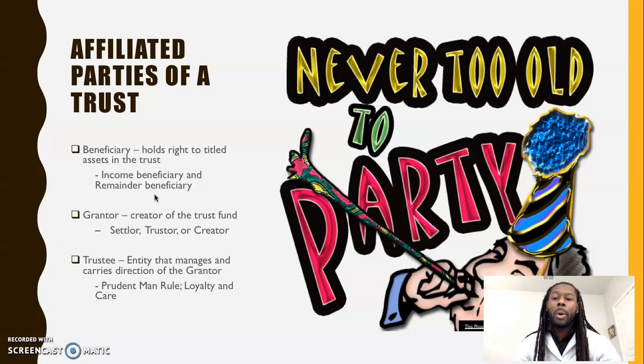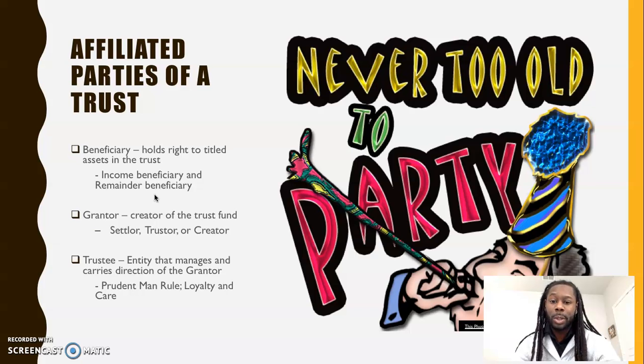Some of the affiliated parties of a trust. Well, when I say that, we're basically just talking about the people that are associated with the trust or people that come together to create the trust. First and foremost, there are the beneficiaries. The beneficiary holds the right to title assets in the trust. Basically, any assets that are inside of the trust are passed on or passed towards the beneficiary.